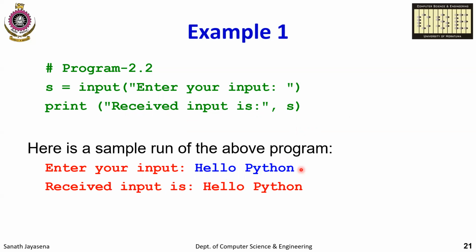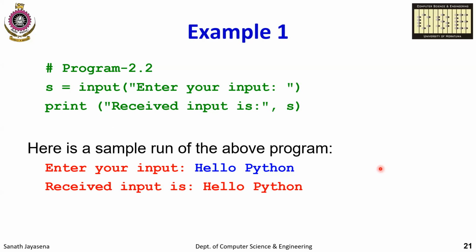So this blue color part is the user's input by keyboard, and the red color is what is displayed by the program on screen. So after typing hello Python and hitting enter, we know the hello Python part without the new line will be the value of S. So the string returned by input will be that, and S refers to that. Therefore, in the second statement here, "received input is:" is displayed with the colon, and the value of S is displayed here, which in this case is hello Python. Right? S refers to the string hello Python, which is returned by the input function.